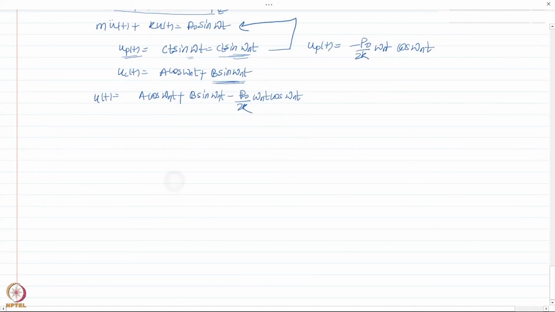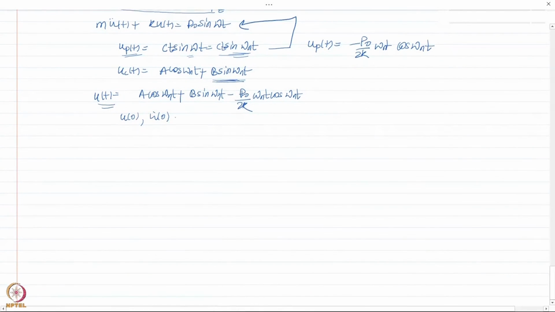If you solve this, or if you obtain the response for the initial conditions u(0) and u dot(0), you will get some expression. And let us say for both these parameters equal to 0, you can get the response u(t) as minus p naught by k, cos omega n t and sin omega n t, right?